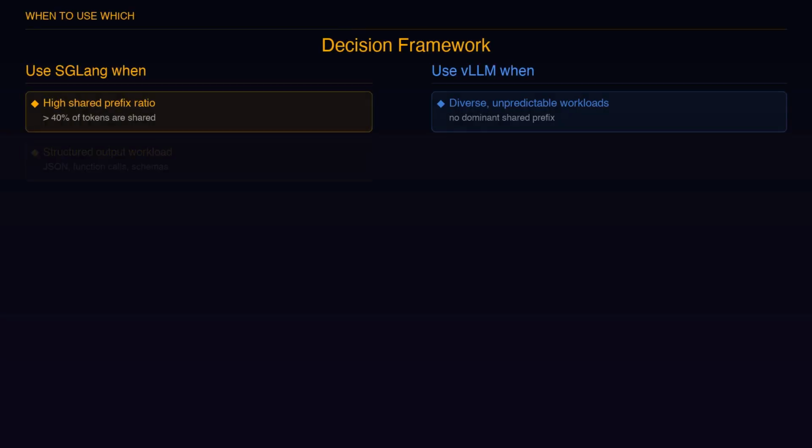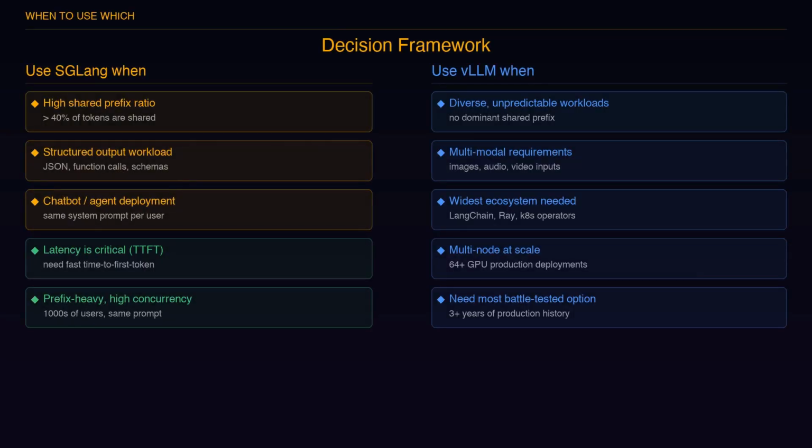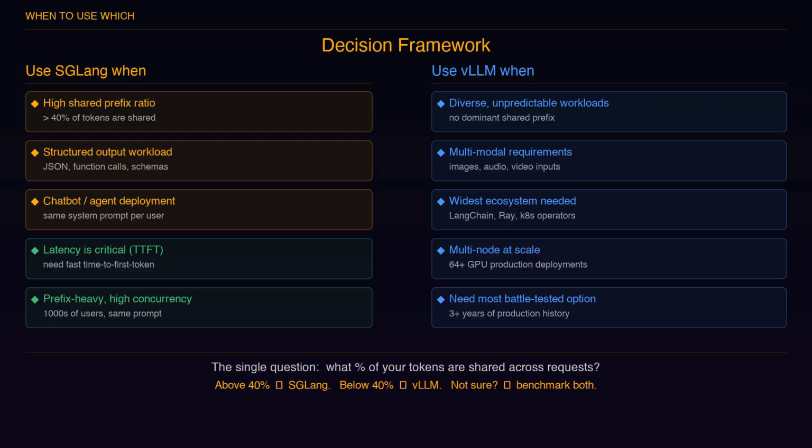Here's the practical decision framework. Use SGLang when your workload has a high shared prefix ratio: chatbots, agents, any deployment where most requests start with the same system prompt. Use SGLang when structured output is core to your application: JSON APIs, function calling, schema-constrained generation. Use SGLang when time to first token drives user experience and your cache hit rate is above 50%. Use SGLang for agent frameworks where contexts accumulate and get reused across multiple invocations.